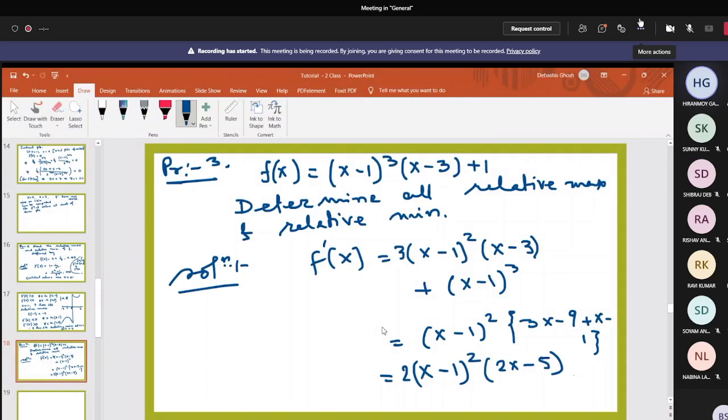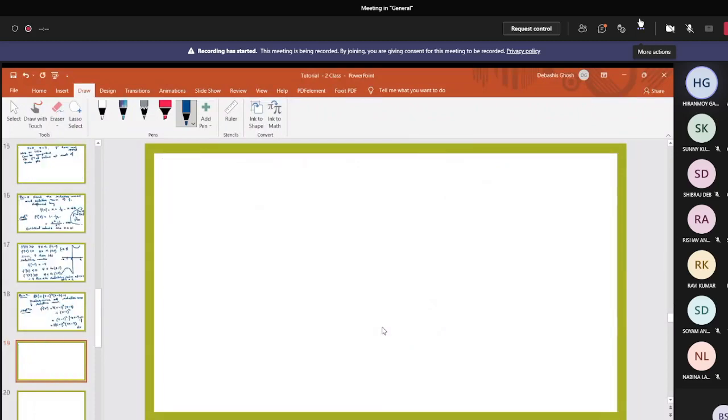So this exists for all x. We do not have to exclude any point. Now what are the critical points? F dash x equals 0 gives you x equals 1 and x equals 5 by 2. So the critical points are x equals 1 and x equals 5 by 2.